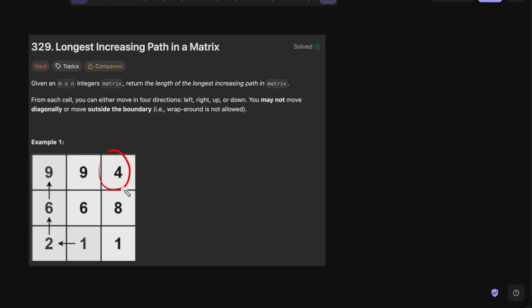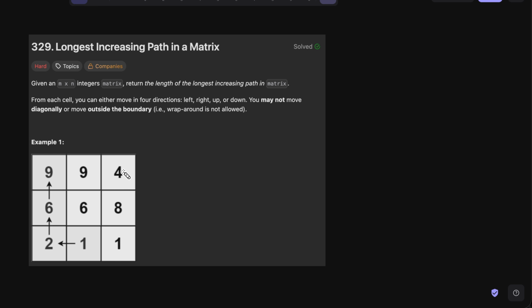Similarly, if you start from 4, you can go in this direction and you will find 8. Now 8 is greater than 4, that's why we are here. If you try to go somewhere else from 8, suppose I want to go here, then I will find 6. It is not greater than 8, so I cannot go here. If I try to go down, it is not greater than 8, it is 1, right? So I cannot go down also. It means I can go 1 and then 2. So the length of the longest path starting from 4 is 1 and 2.